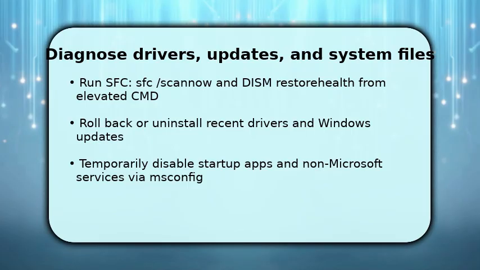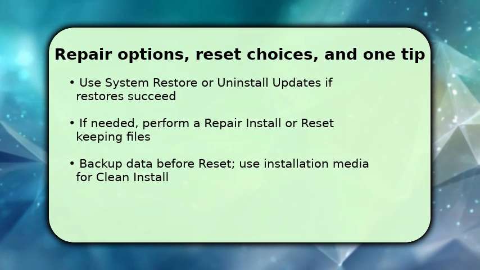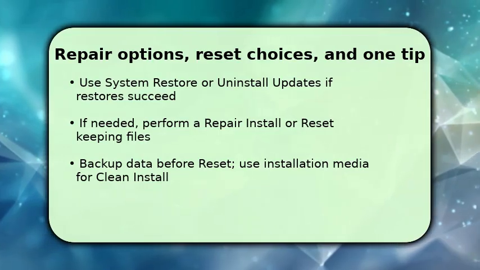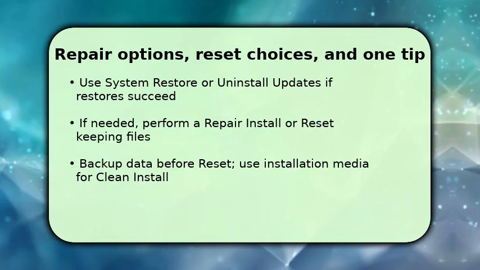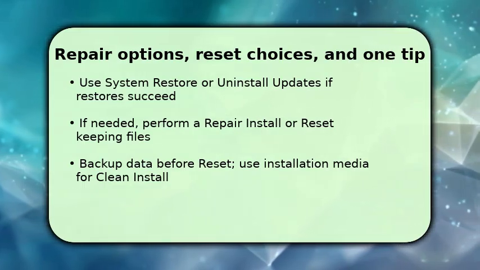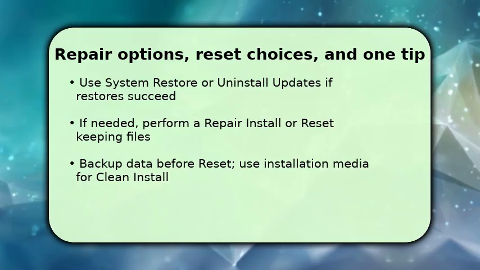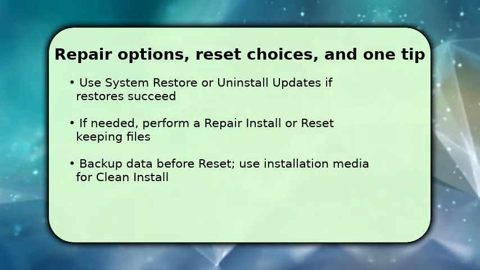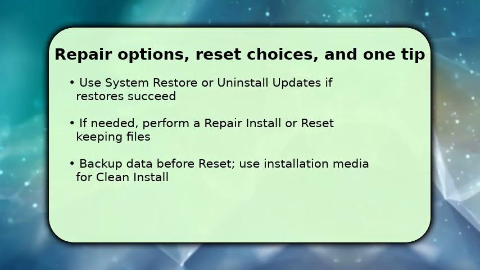If troubleshooting points to system corruption you cannot fix, try System Restore to a known good point or uninstall recent feature updates. These often resolve loops caused by bad updates. If that fails, attempt a repair install using Windows installation media to preserve files and apps, and only then consider reset or clean install. Make sure you back up user data first.